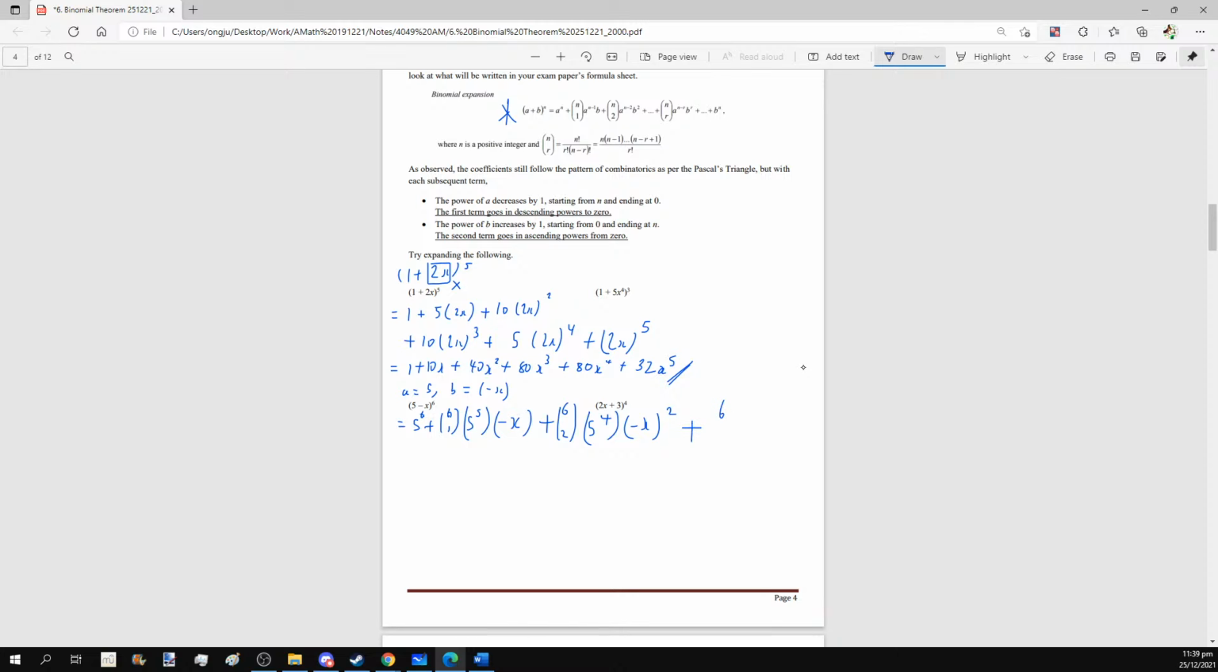And we will continue on the pattern. So n choose 3, a to the power of n minus 3, in this case that will be 6 minus 3, which is 3. And afterwards b to the power of 3. Plus n choose 4, and in this case we will have the following. And then so on and so forth. We will continue working this out.